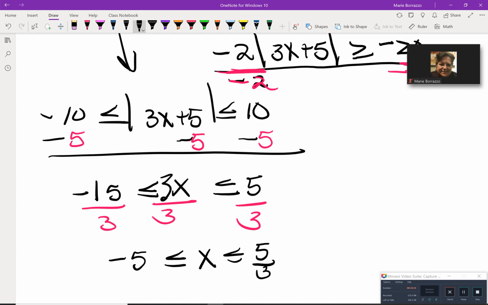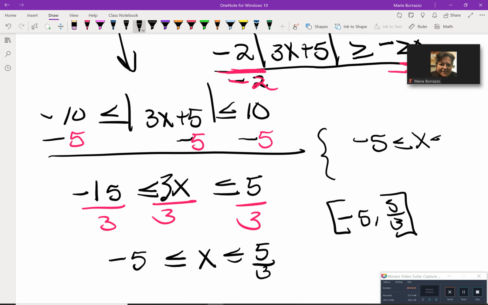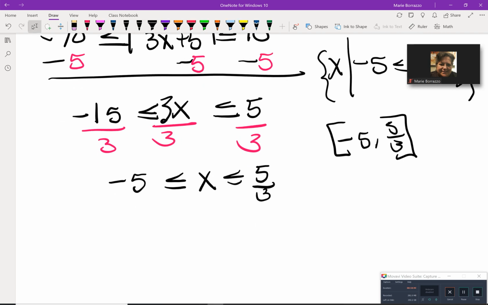And so, yes, it's kind of strange, but interval notation wise, this is simply [-5, 5/3] inclusive. In set builder notation, we're going to have -5 less than or equal to x less than or equal to 5/3, and obviously don't forget your front notation where x is in the set of numbers where x is greater than or equal to -5 and x is less than or equal to 5/3. Remember, 5/3 is also equivalent to 1 2/3, which is equivalent to 1.6 repeating.